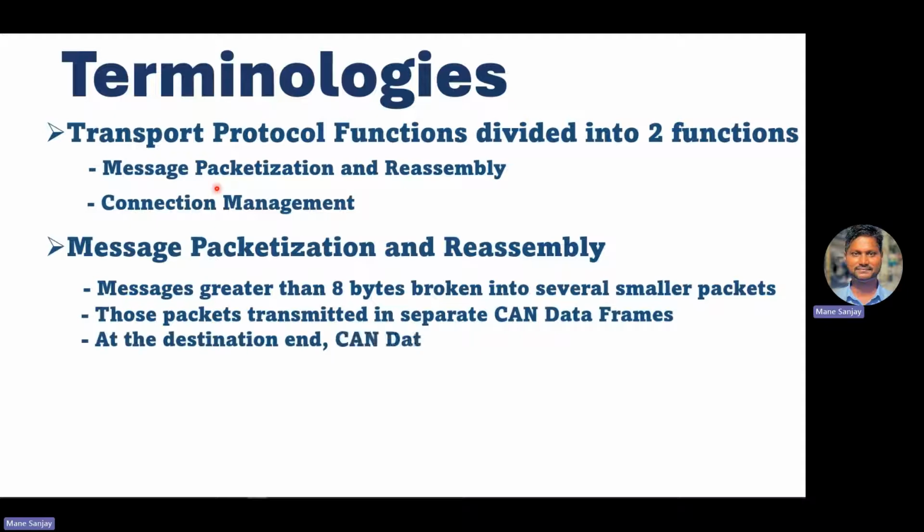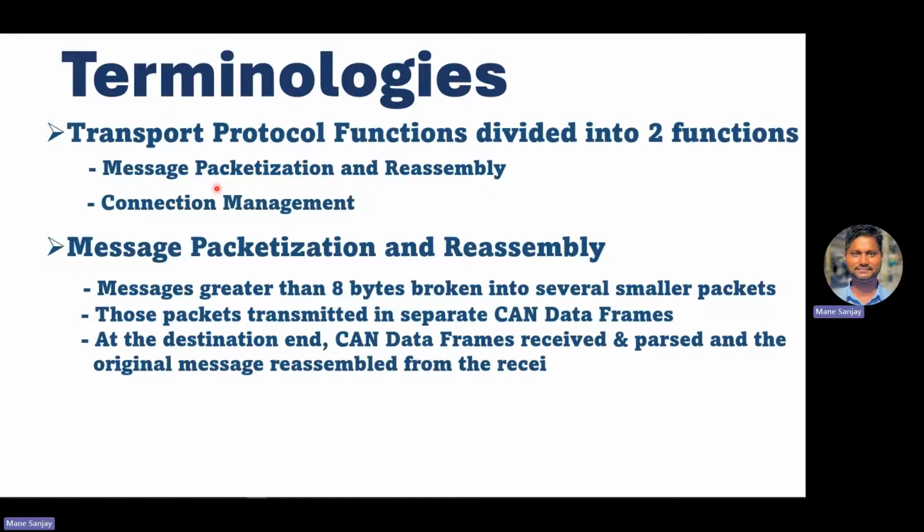At the destination end, the CAN data frames are received and parsed, and the original message is reassembled from the received packets. That job falls under message packetization and reassembly, and that is the job of this transfer protocol. You need to understand the fundamentals of this, how the message packetization and reassembly happen.